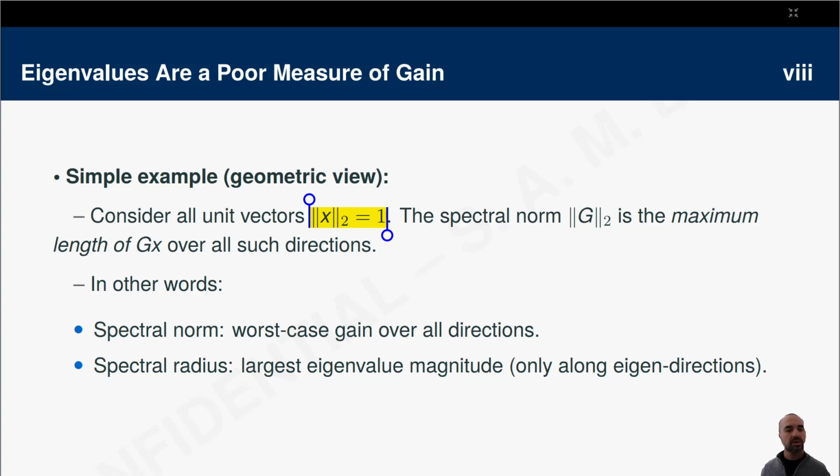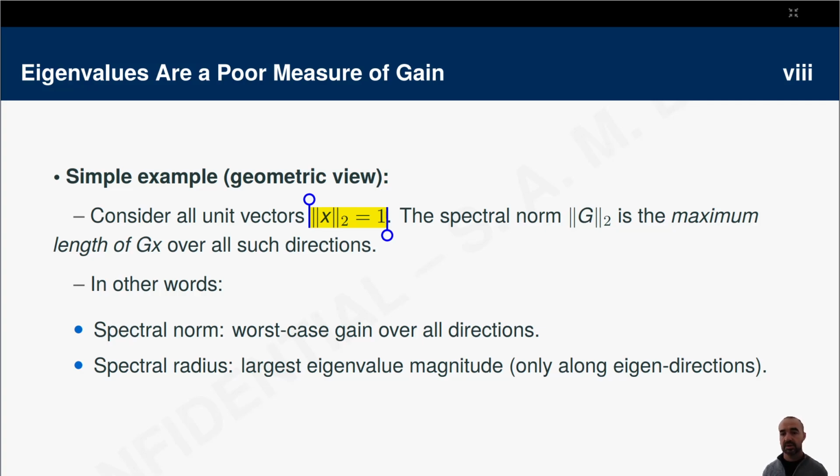All right, let's talk about a spectral norm and the spectral radius. The spectral radius is the largest eigenvalue, and it looks at what happens along that special direction. The spectral norm looks at the worst case scenario over all directions, meaning that a matrix can strongly amplify some directions, even if all eigenvalues are very small.